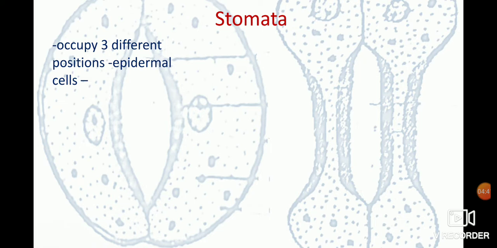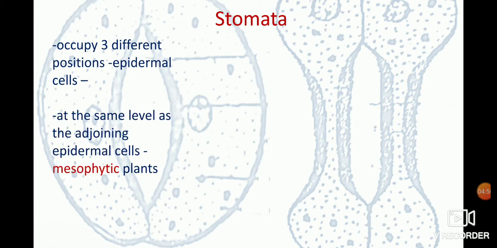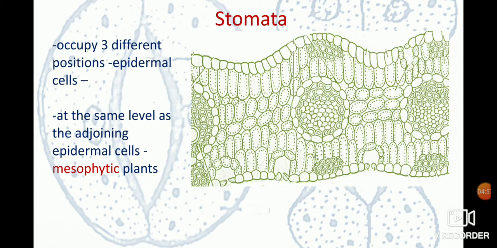The stomata may occupy three different positions in relation to the epidermal cells. In many, the stomata are present at the same level as the adjoining epidermal cells. As you can see here, the stomata and the epidermal cells are at the same level. This condition is present in most of the mesophytic plants.